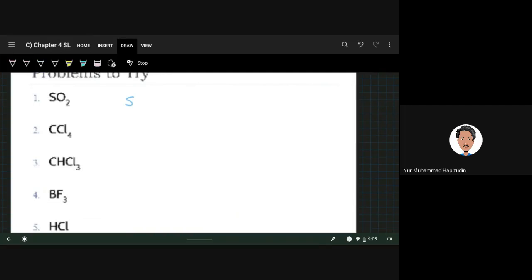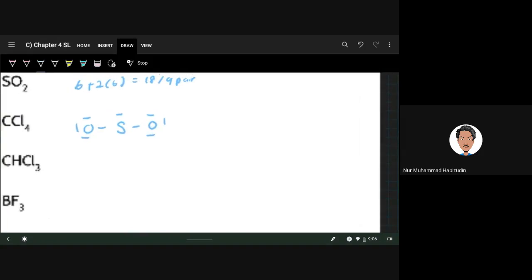Okay, sulfur dioxide, sulfur. Kalau kita belajar sulfur dioxide, what is the formula sulfur dioxide? 6 plus 2, 6. 6, 12, tambah 6, 18. Okay, 9 pair. Sulfur, oksigen. 8, 9. Nampak? Okay, this is sulfur dioxide. So how to make sure this formula is accurate? Betul ke this is Lewis structure for sulfur dioxide?